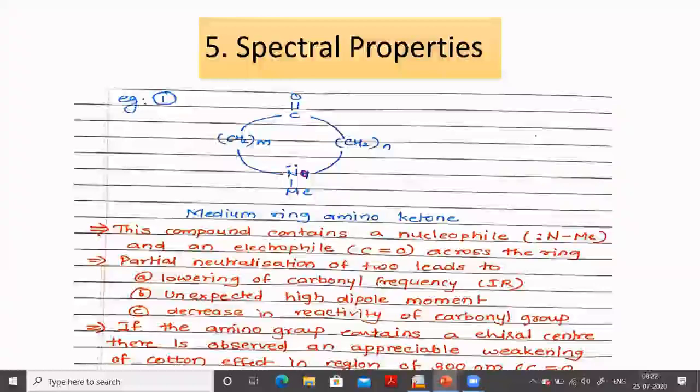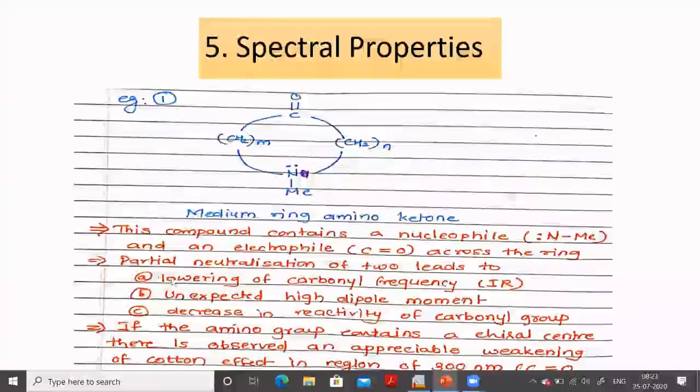Or suppose the ring has no transannular interaction. Then I am expected to get the IR stretching frequency, and if I take the C13 NMR, I am supposed to get the peak for the carbonyl. But it has been seen that the two groups are definitely involved in transannular interaction, and this will bring about some spectral changes. So what are the spectral changes?